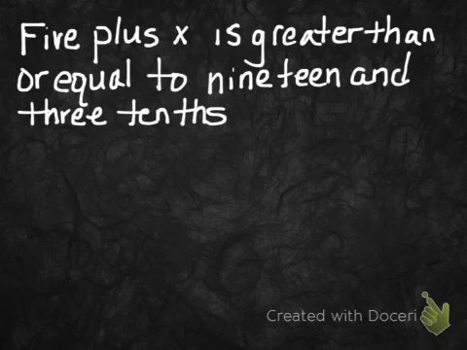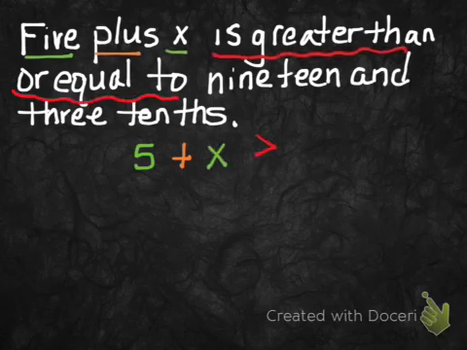5 plus x is greater than or equal to 19 and 3/10. So remember what I said, when we solve these, we want to solve just a few words at a time. So start with 5, that's a 5. Then we have plus, plus. Then we have x. Then we have is greater than or equal to. So last time we said is means equal sign, but this is more than an is. It has that phrase, is greater than or equal to. Oh yeah, I need a greater than symbol with half of an equal sign.